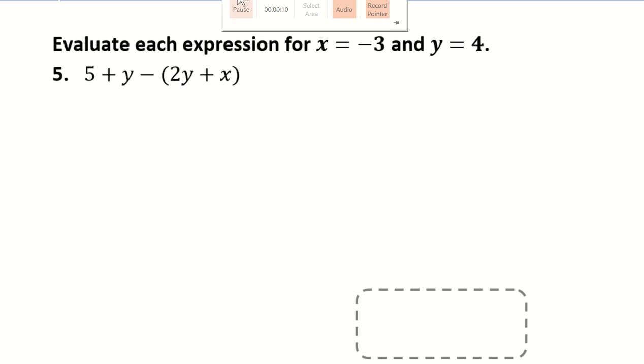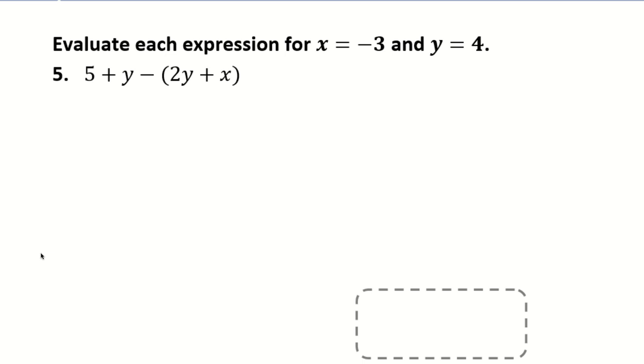This is a quick little helper video for the Tuesday, March 31st review assignment. So starting off, I was going to say numbers 1 and 2, but I guess I can do those one at a time. So problem number 1, you're supposed to evaluate the expression once you plug in for x and y. It's telling you what to plug in for x and y.